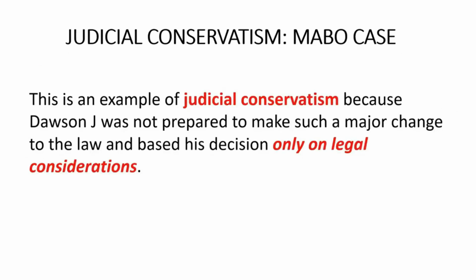The decision of Justice Dawson in the Mabo case is an example of judicial conservatism. This is because Justice Dawson was not prepared to make a major change to the law by overturning the common law rule that had been in place for over 200 years, that Australia should be treated as being uninhabited when it was settled by the British. In taking this view, Justice Dawson based his decision only on legal considerations. In other words, he applied the existing law to decide the case.